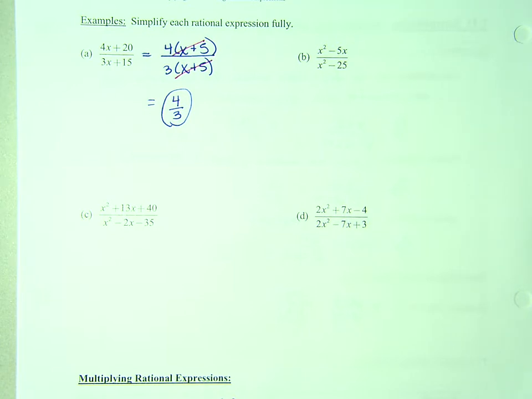Letter B. I see a GCF in part. I don't in the other part. But I think you know how to factor. See what you can do in part B. GCF up top, something different on the bottom.